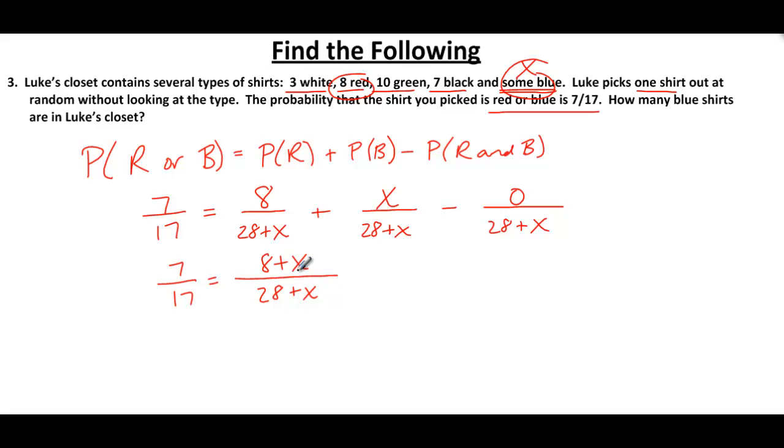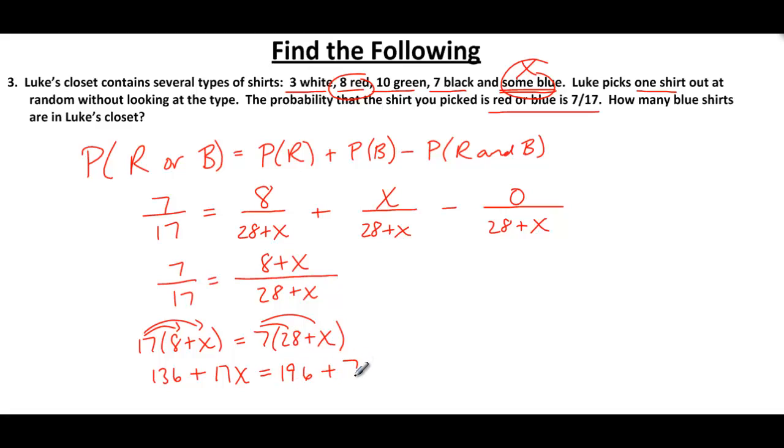And now what I'm going to want to do is cross multiply. So 17 times 8 plus x equals 7 times 28 plus x. Okay, now I'm going to distribute. So if I do this, 17 times 8 is 136. Plus 17x equals, again, if I distribute on this side, 7 times 28 is 196, plus 7x.